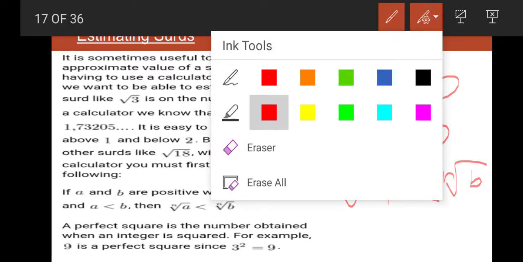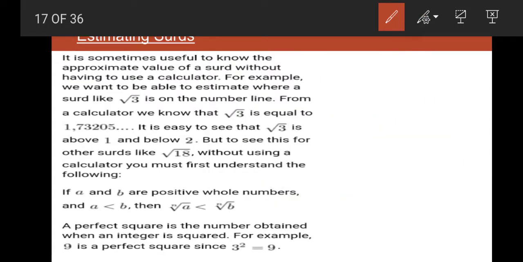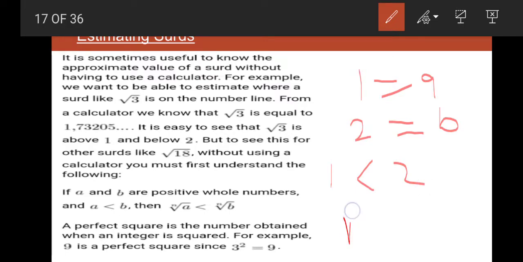So here is an example to explain this concept. Supposing we are given 1 as our a and we are given 2 as our b. Realize that 1 is less than 2. So which means that the square root of 1 will be less than the square root of 2. So this is what the concept means.